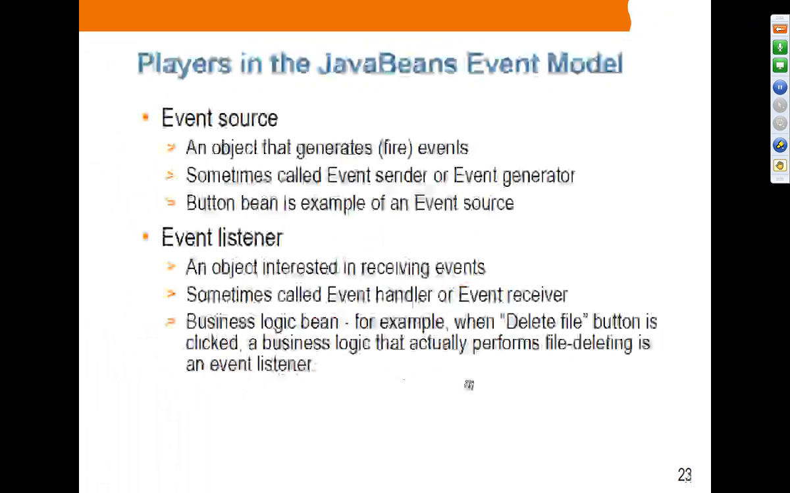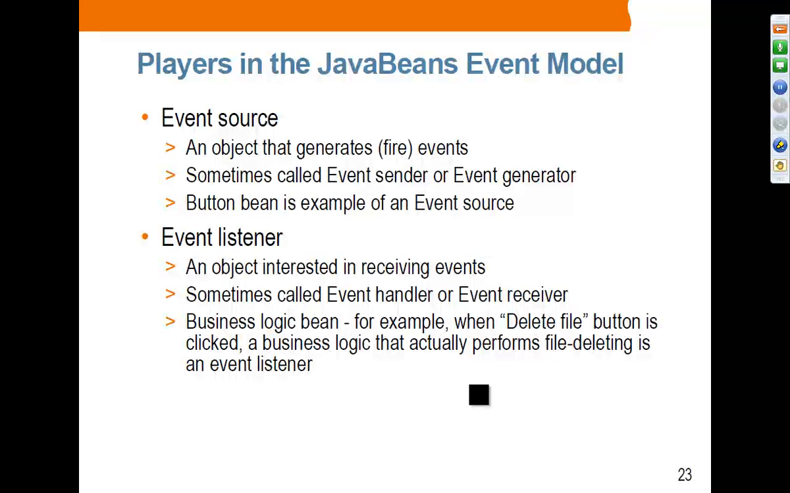In the JavaBeans event model, there is an event source. It's an object that generates events, or what we sometimes call fire events. The event source bean is sometimes called an event sender or event generator, so they are all the same thing. A button bean is a good example of an event source, because when a button bean is clicked, that bean will fire an event. What do we mean by fire an event? In Java programming, firing an event is basically calling a method of an event listener object. That's what firing an event means in the Java programming model.